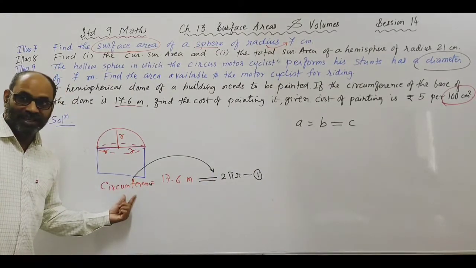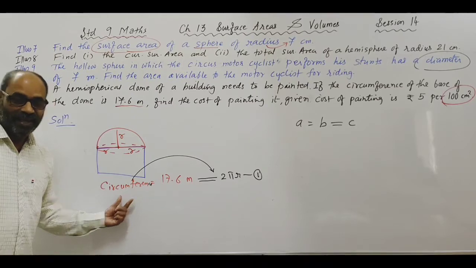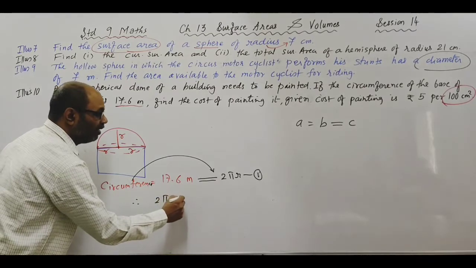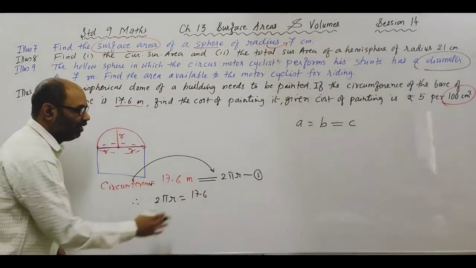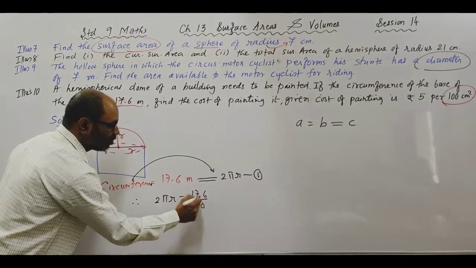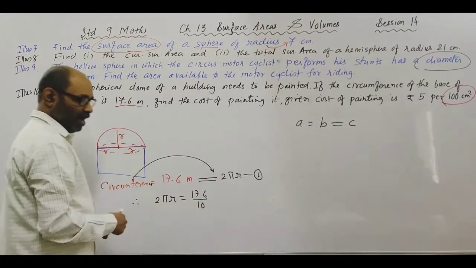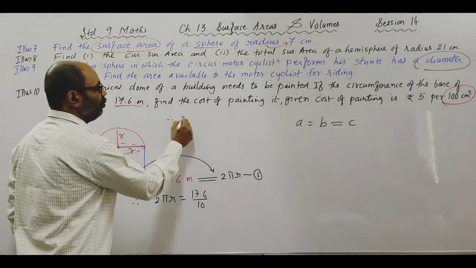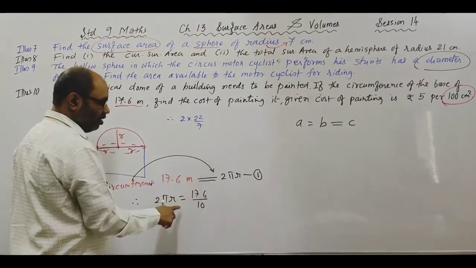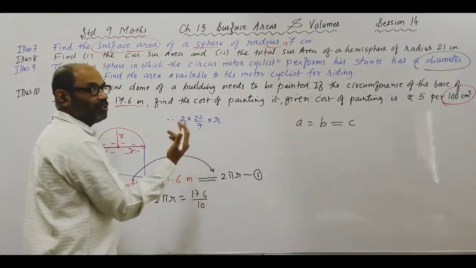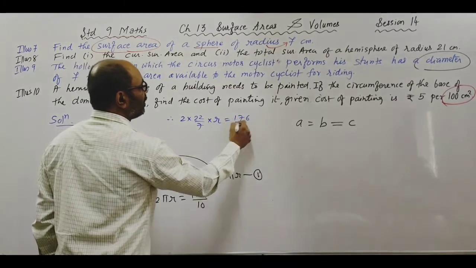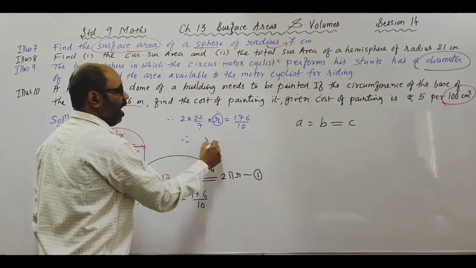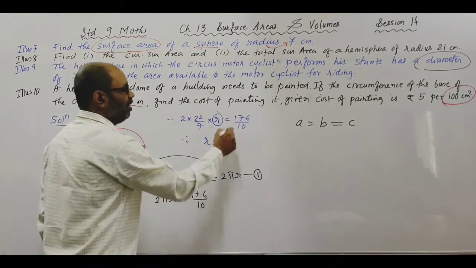There is a formula to find circumference. Are you getting me? Therefore, 2 pi r is equal to 17.6. If I want, I can remove the decimal. Let me do the calculation now. Therefore, 2 into 22 upon 7 into r is equal to 176 upon 10. We want r, so leave r alone on the left hand side.